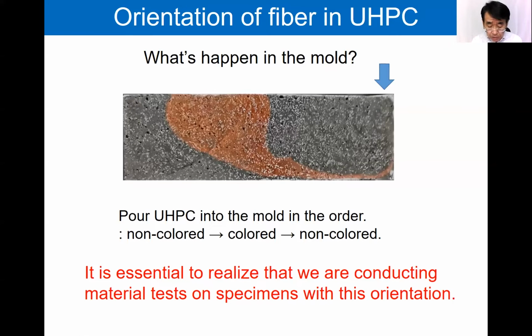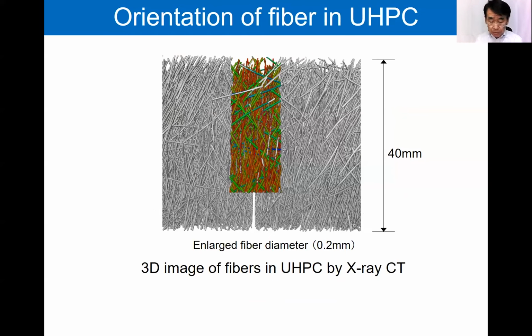We usually conduct bending tests on prismatic specimens as quality control for UHPC, but we should be aware that we are testing specimens with such fiber orientation. Recently, we have been using X-ray micro CT computed tomography to observe the fibers in UHPC. This technique allows us to observe the fiber orientation in detail, and quantitative evaluation is possible. Using this technique, we investigate the bridging effect and the fiber orientation.